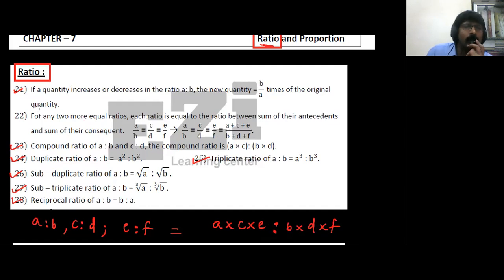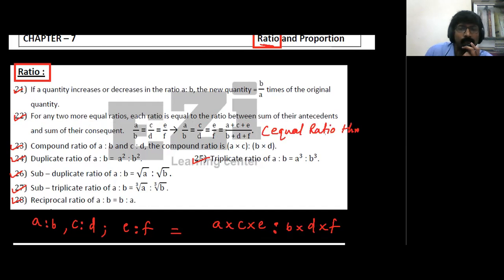And now the last one. What do you mean by this 22nd one? For any 2 or more equal ratios, if each ratio is equal to the ratio between the sum of antecedents to the sum of consequents, this is called the equal ratio theorem. What is this called? Equal ratio theorem.